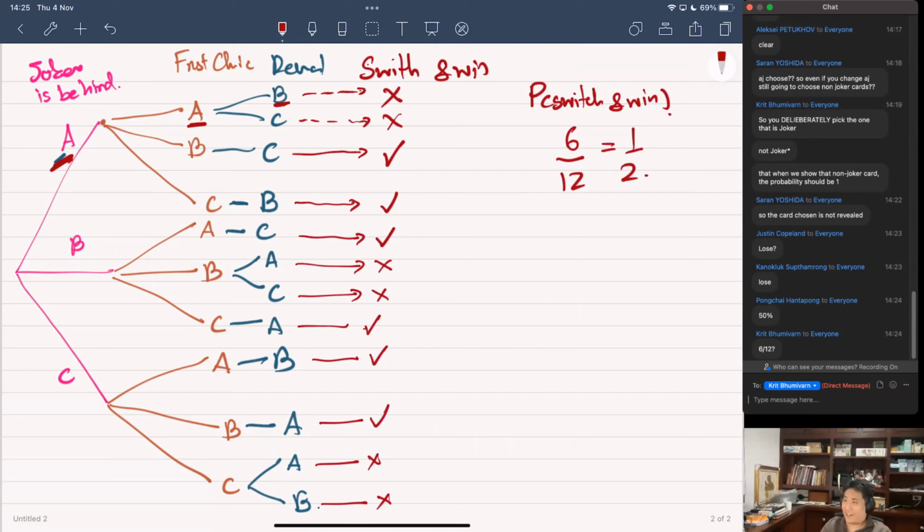A lot of you said earlier, I will always switch because it seems like a good idea to do it. If you say otherwise, can you tell me what's wrong with this argument?